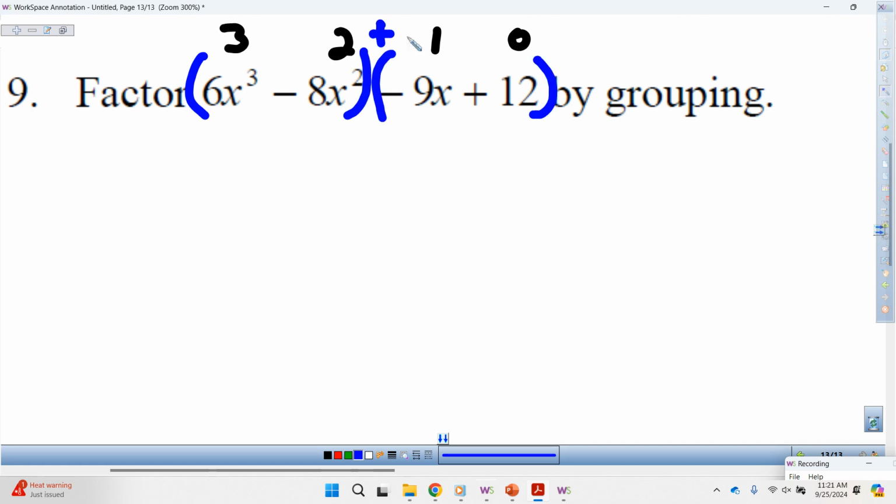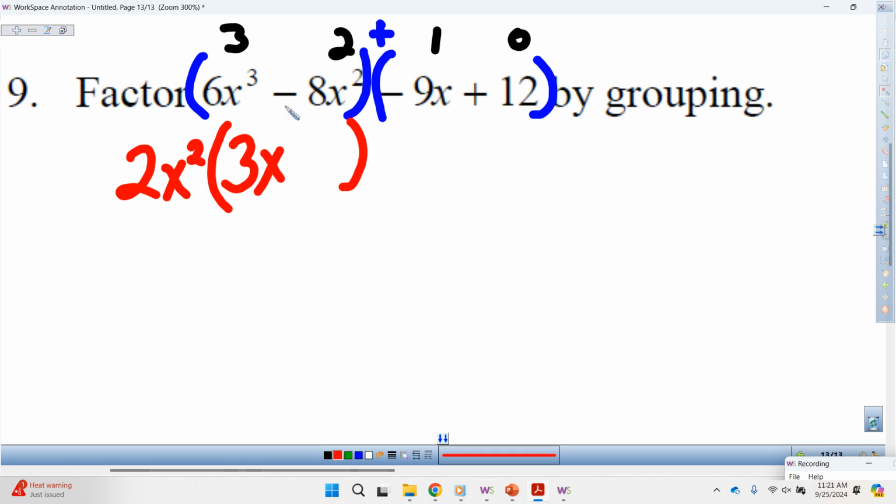Put a little plus sign right there. Here we go. What's GCF for these 2 only? What number divides 6 that divides 8? 2. Do both of them have an x? Yes. Do both of them have at least x squared? Yes. So, 6 divided by 2 is 3. We took out 2 x's. That leaves us with 1. Negative 8 divided by 2 is negative 4, and we took out the x squared right there. All right, next.